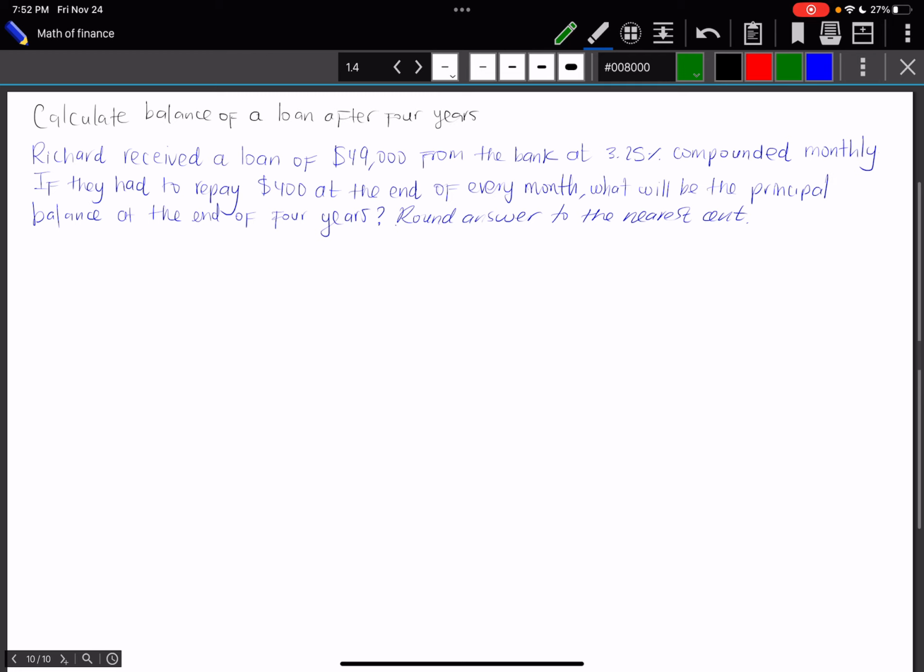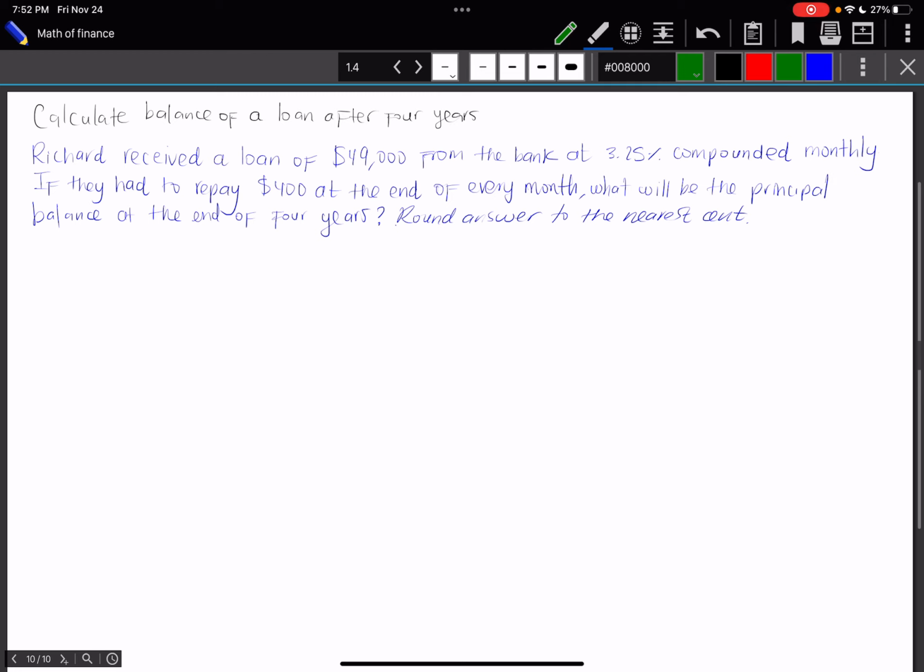Richard received a loan of $49,000 from the bank at 3.25% compounded monthly. If they had to repay $400 at the end of every month, what will be the principal balance at the end of 4 years? And we need to round the answer off to the nearest cent.